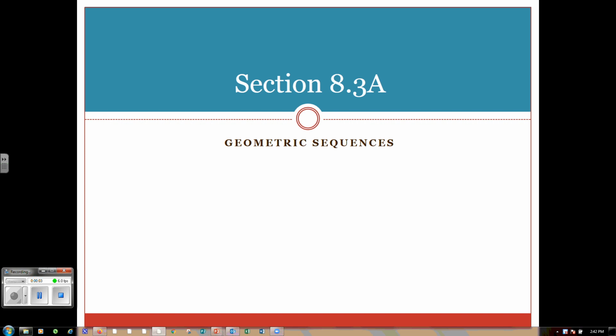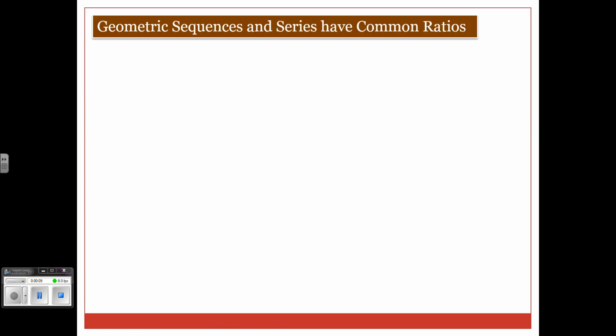All right, so now that we've worked with arithmetic sequences and series, we're ready to tackle geometric. To define a geometric sequence or series, it basically is a sequence or series that has a common ratio. So they're the ones that instead of adding or subtracting by a number to get from one term to the next, you're actually going to be multiplying by a number to get from one term to the next.